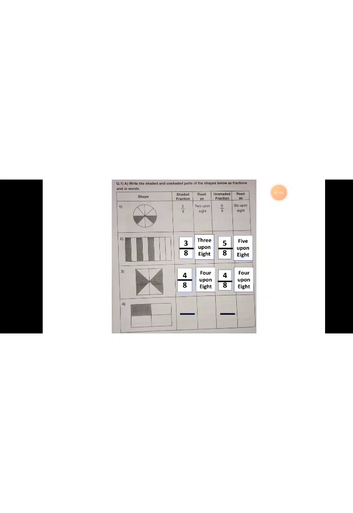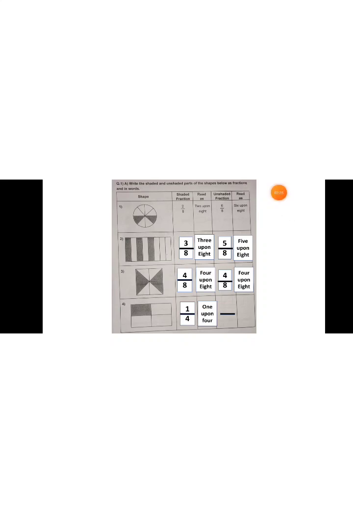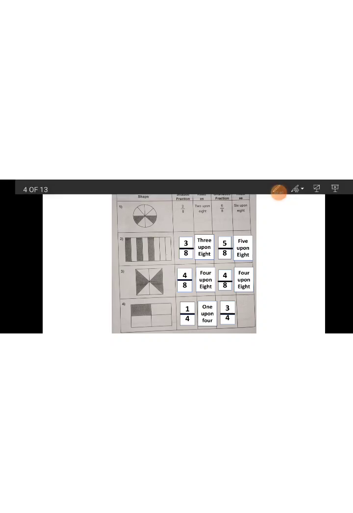Now let us go to the next figure. This figure is divided into 4 equal parts. Out of 4 equal parts, one part is taken away. So your fraction is 1 upon 4. You read it as 1 upon 4. Let us see the unshaded part now. Looking at the unshaded part, you have 4 equal parts. Out of that, 3 are unshaded. So your fraction is 3 upon 4. You read it as 3 upon 4.